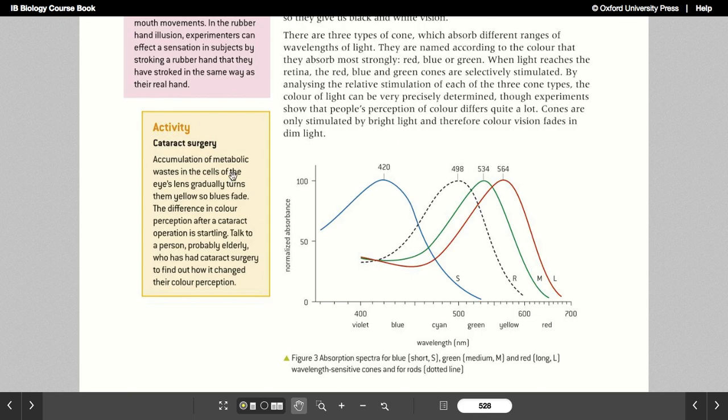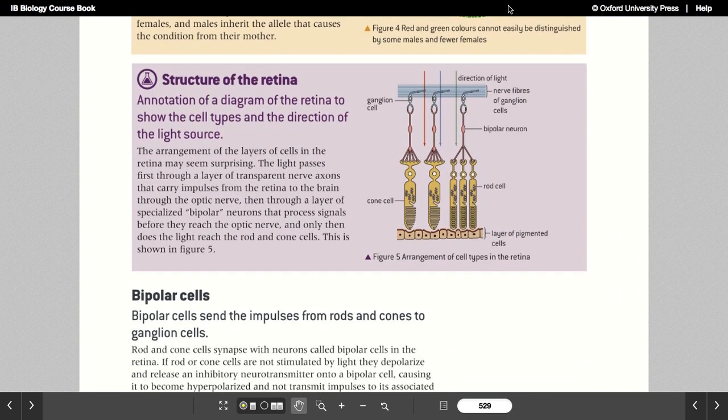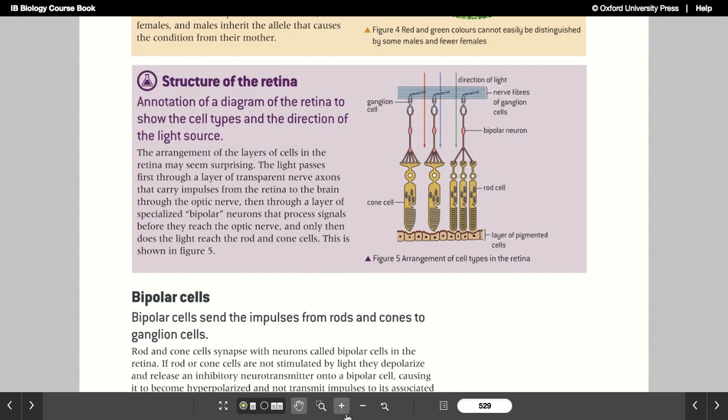And then really quickly over here, they're just talking about cataracts, which is when your lens starts to not be clear anymore. So it's really difficult to get light stimuli in. We've talked about red-green color blindness. That's on the X chromosome. It's recessive and it's more common in males, like most sex-linked recessive disorders are. Okay, structure of the retina. You guys do need to know this, and we've talked about this before.